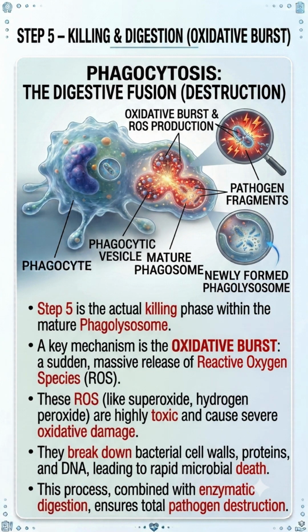Step 5. Killing and digestion, oxidative burst. Step 5 is the actual killing phase within the mature phagolysosome. A key mechanism is the oxidative burst, a sudden, massive release of reactive oxygen species, or ROS. These ROS, like superoxide and hydrogen peroxide, are highly toxic and cause severe oxidative damage. They break down bacterial cell walls, proteins, and DNA, leading to rapid microbial death. This process, combined with enzymatic digestion, ensures total pathogen destruction.